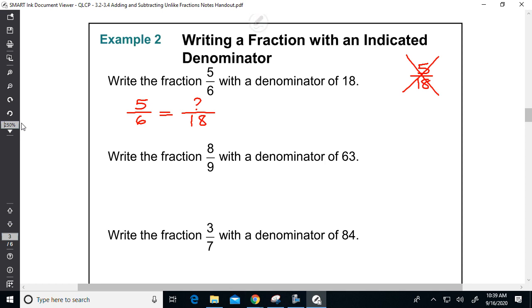But how you do it is very simple. You have 6 and 18. What times 6 gives you 18? 3. 6 times 3 gives you 18. So whatever you do to the bottom, you must do to the top. If you're going to multiply the bottom by 3, you're going to multiply the top by 3. 5 times 3 is 15. So your new fraction is 15 over 18.